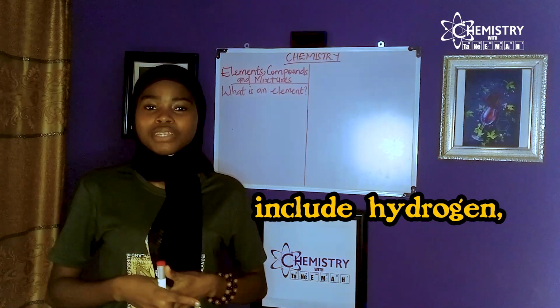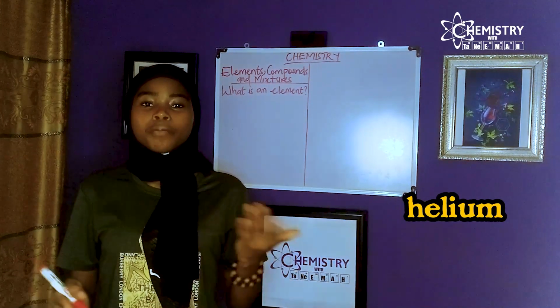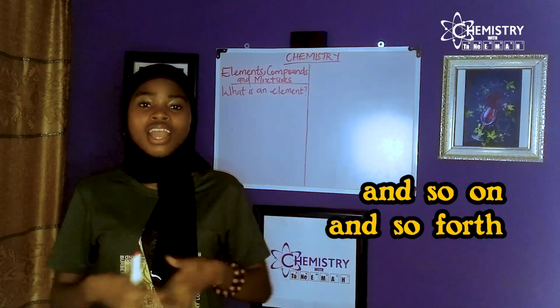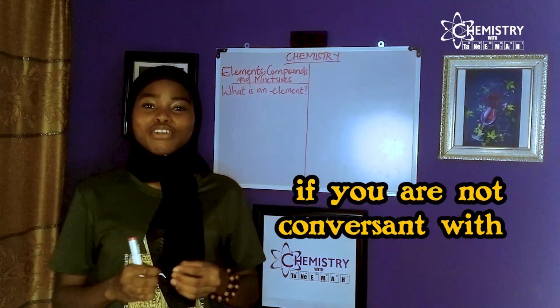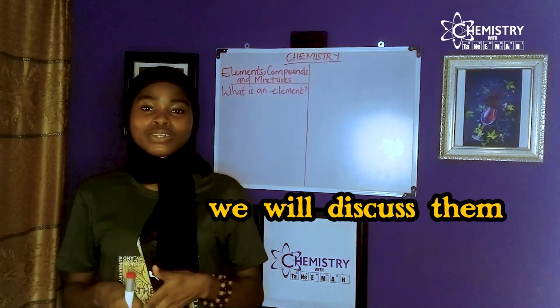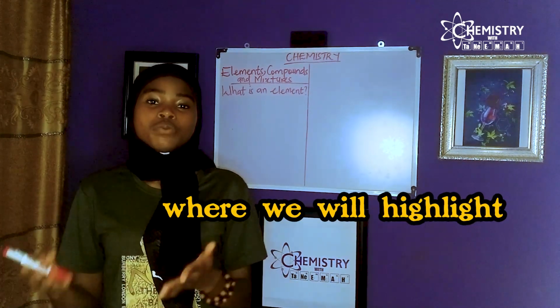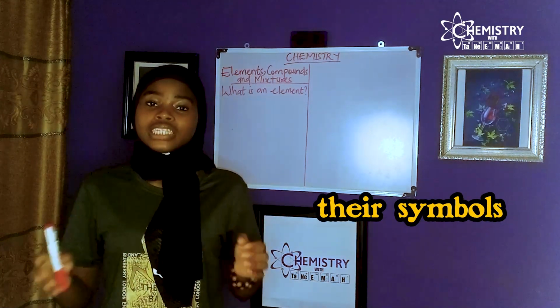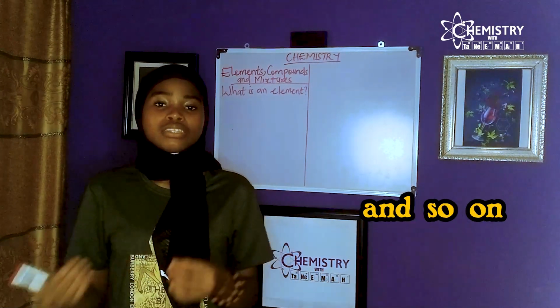Examples of these elements include hydrogen, helium, beryllium, boron, oxygen, and so on and so forth. If you are not conversant with these elements, we will discuss them in another video where we will highlight some of these elements, their symbols, their valencies, and so on and so forth.